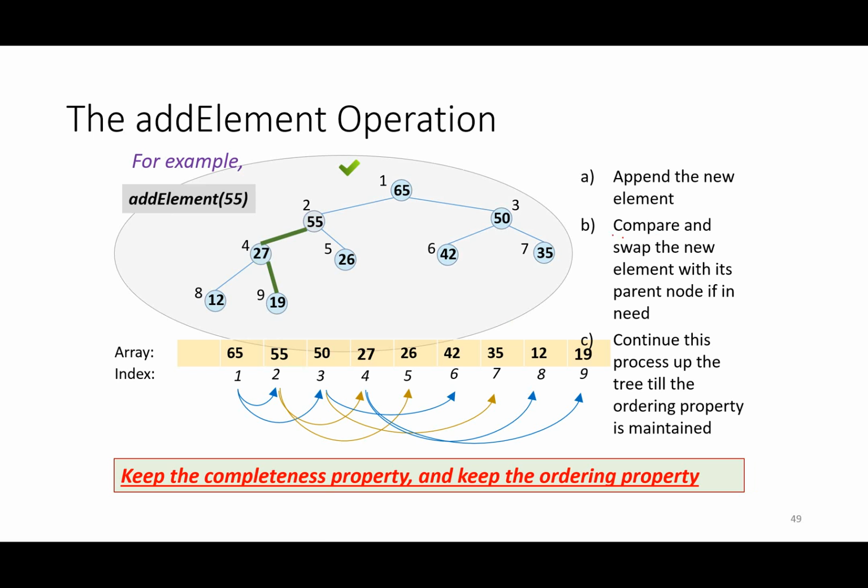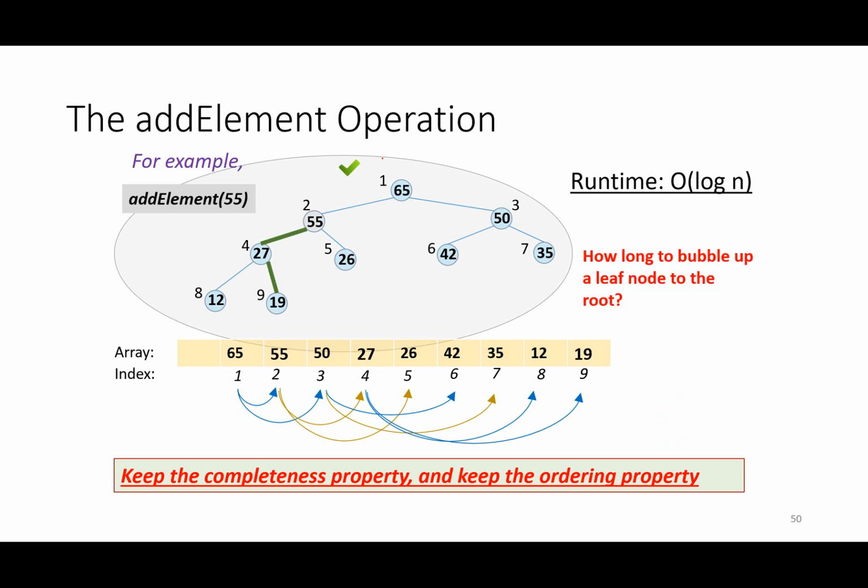Appending the new element, compare and swap the new element with its parent node if you need. Continue this process up the tree until the order property is maintained, and we call this procedure bubble up. How long does it take to bubble up a leaf node to the root? It depends on the height of the tree, the number of edges in the longest path.